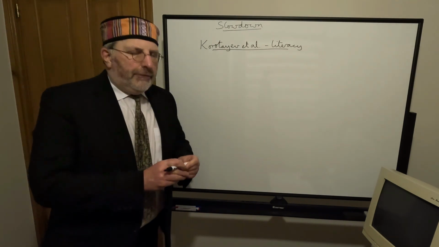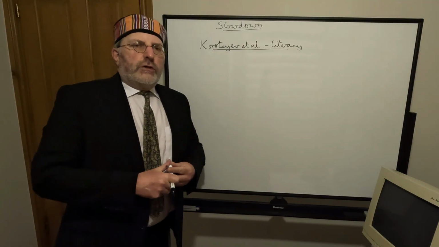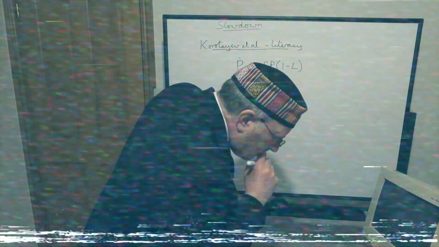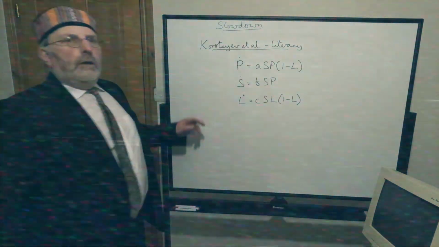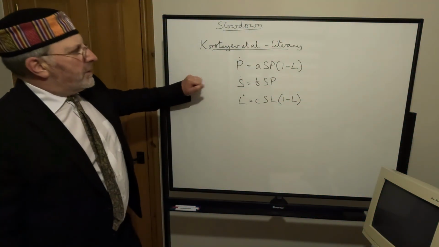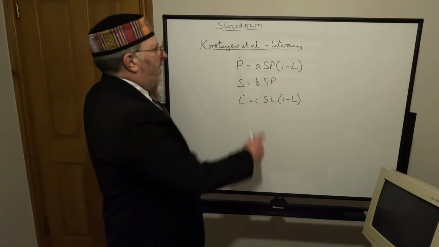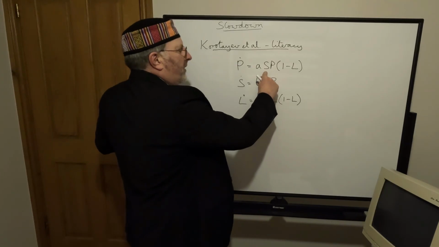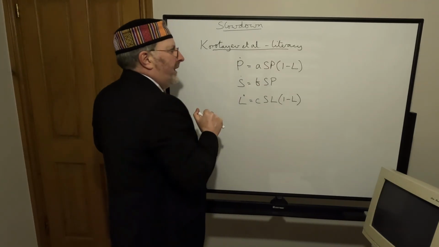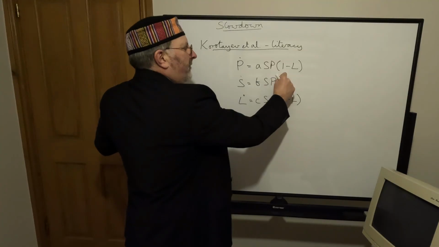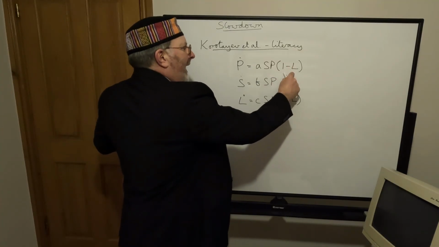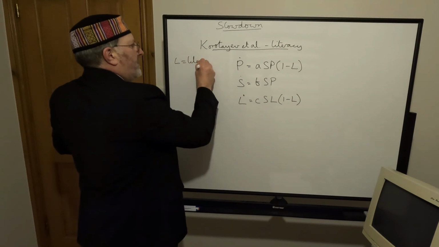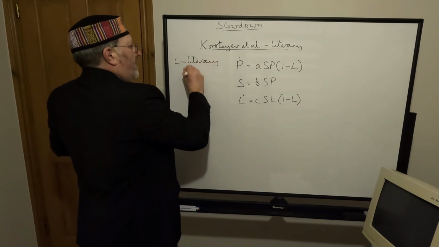And so they build a model of equations that captures this effect, which I'll just write up. Okay, so here are their equations. Before we had P dot equals A S P, where A is a constant, S is economic surplus, P is of course population. But now they multiply by this 1 minus L, where L is the literacy fraction, the fraction of the population that is literate.